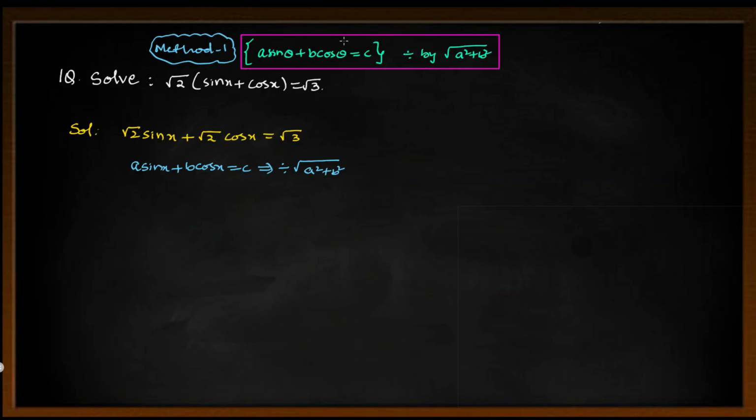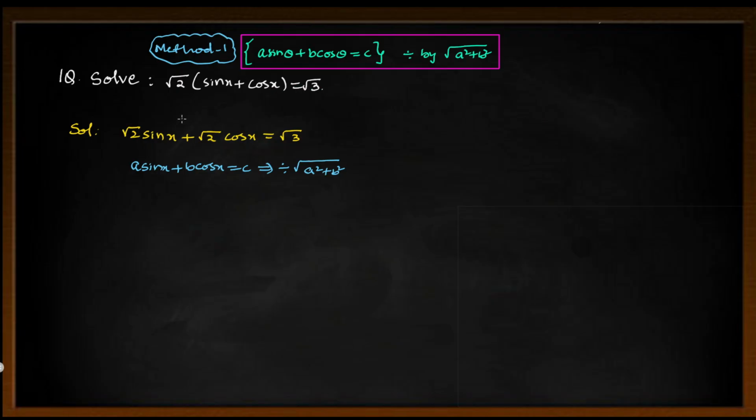After arranging the given equation in this form, we have to divide the whole equation by root over a square plus b square. Now see the first question. Solve the equation root 2 sin x plus cos x equals root 3.